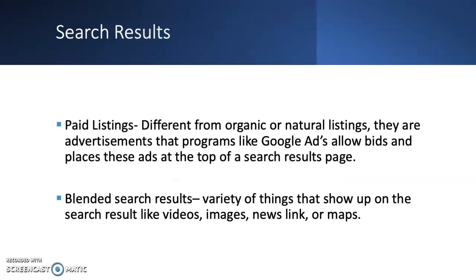You'll see things like paid listings when you search. These are different from organic and natural listings. They're advertisements that programs like Google Ads allow you to bid on, and they're placed at the top of your search page. You probably are familiar with that. When you search on something, you'll see ads first, and then you'll see the actual natural organic listings. Blended searches are searches that have a variety of things that show up, like videos, images, news links or maps.